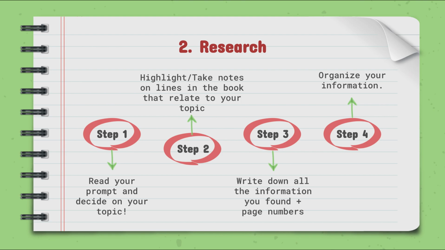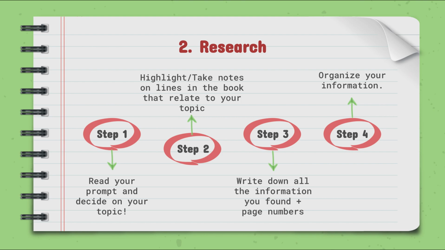So second step when you're writing that book report is research. So first you have to read your prompt, decide on your topic. Make sure when you're writing an essay, always make sure you're answering the prompt. That's the first thing you want to make sure you have in your essay. Second, go through your book and highlight or take notes on lines that relate to your topic. If you don't want to have to go through your whole book every time you have to write an essay, you should make sure you're taking these notes as you read.